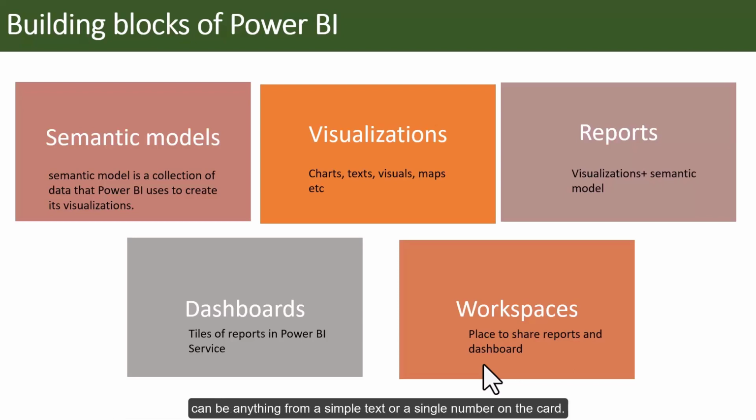Your visualization can be anything from a simple text or a single number on a card to charts: bar charts, pie charts, column charts, heat maps, scatter charts, line plots, maps. All these are what we call visualizations. Then my report is my visualization plus semantic model. I can have several report pages in my Power BI.